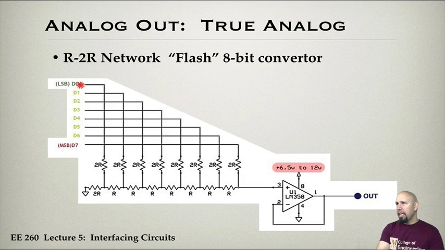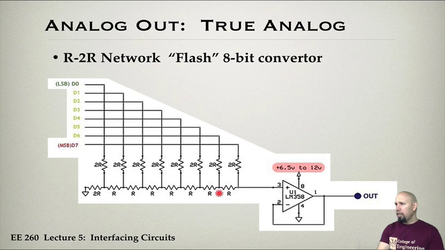So here are the bits. And again, these would be connected up to digital outputs on the Arduino. Notice you have R resistors down here and 2R resistors. So if this is 10K, then this is 20K, and so forth. We have this resistive network, and then it goes into an op-amp. Notice the op-amp may have external power supplies, and so what this is saying is you need a power supply of at least 6.5 volts, and up to 12 volts.